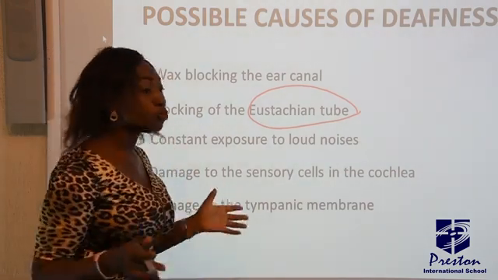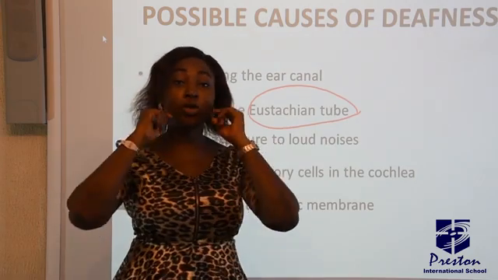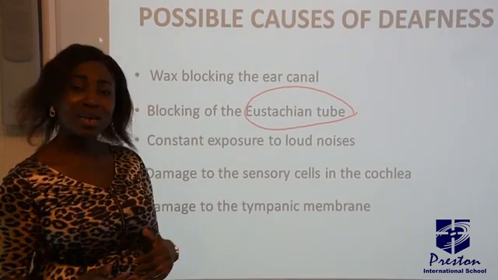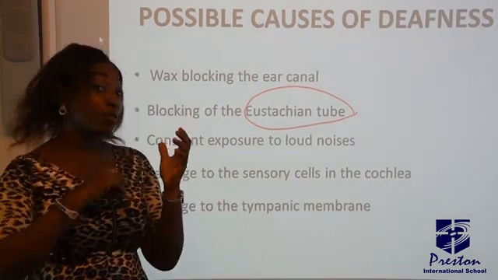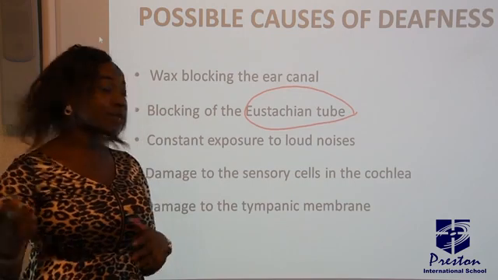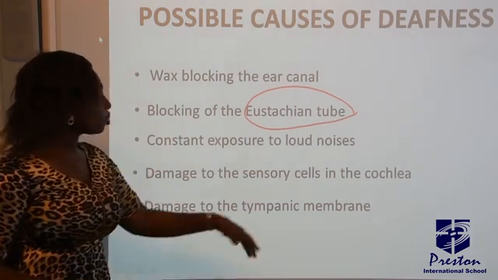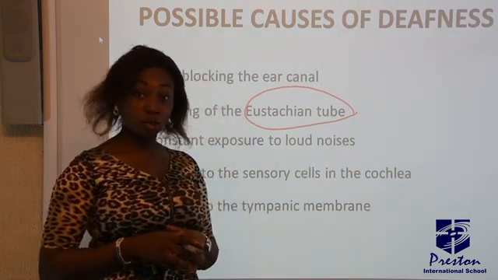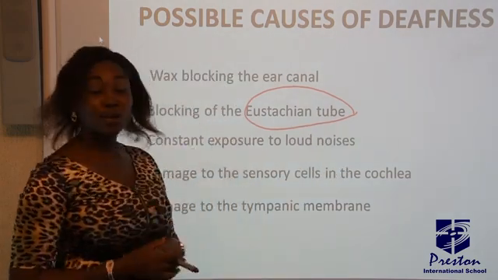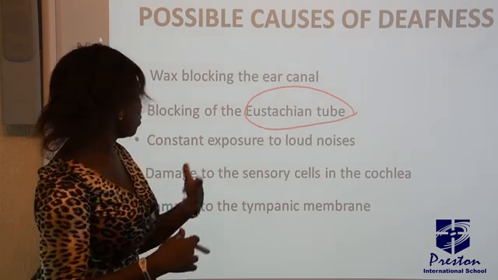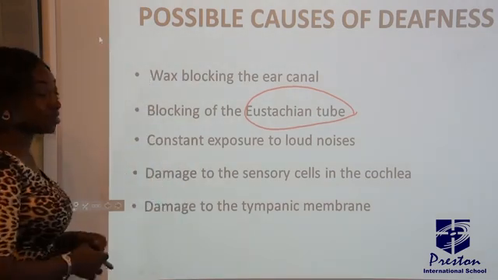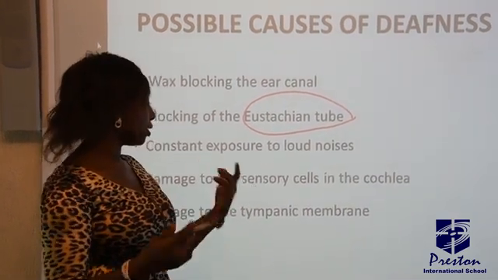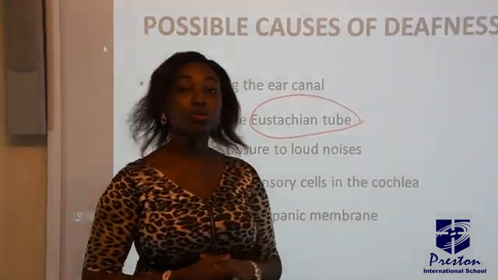We have constant exposure to loud noises. So people are fond of using earpieces at a very loud sound, and they feel comfortable listening to this music for a very long time. This could lead to deafness. Damage to the sensory cells on the cochlea. We're going to be talking about the cochlea in detail in our lesson tomorrow. So when the sensory cells in your cochlea are damaged, then it could lead to deafness. Then damage to the tympanic membrane, which is also known as the eardrum. When this also occurs, we could say one is prone to deafness.